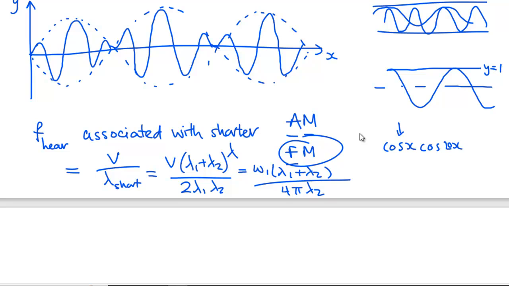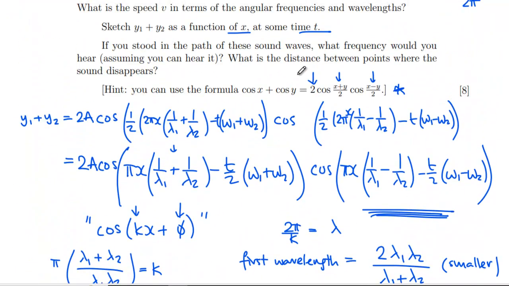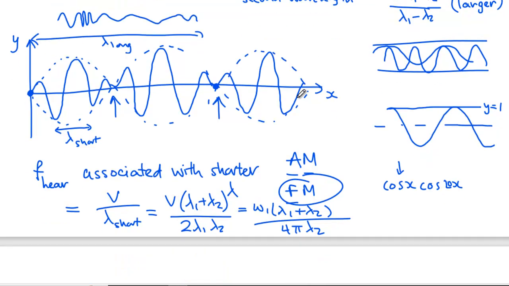The importance of the envelope is it is giving us these silent points, which I think is the other thing they asked about. What is the distance between points where the sound disappears? So it's going to be half the wavelength of the long wave. Because the wavelength of the long wave is that, the wavelength of the short wave is that. So that's short, that is long. So we need half of lambda long, because of course this envelope traveling from here to here is one wavelength. So we need half of the long wavelength.